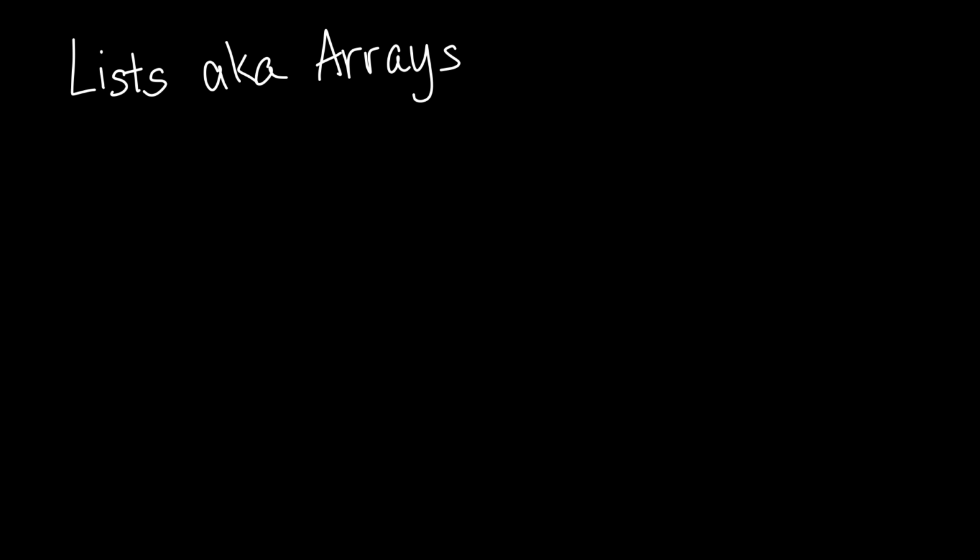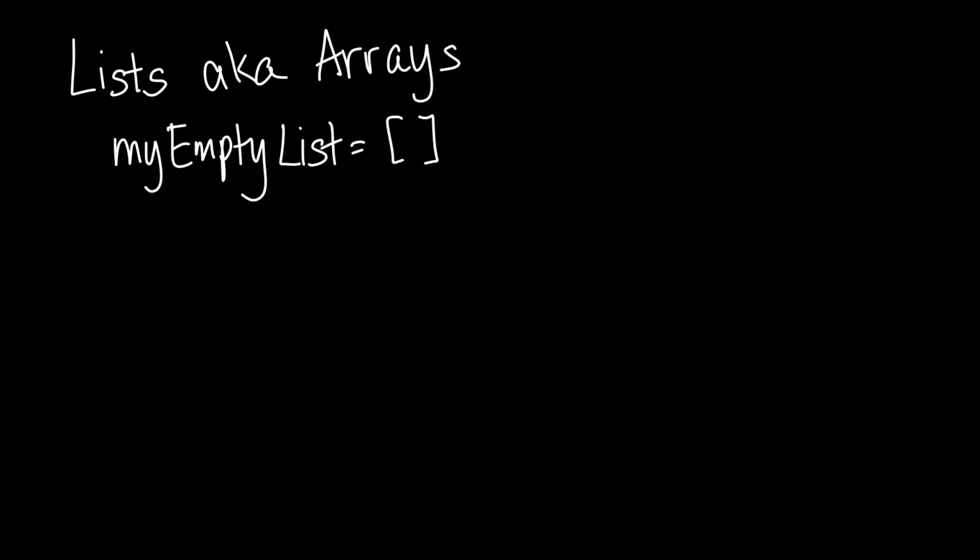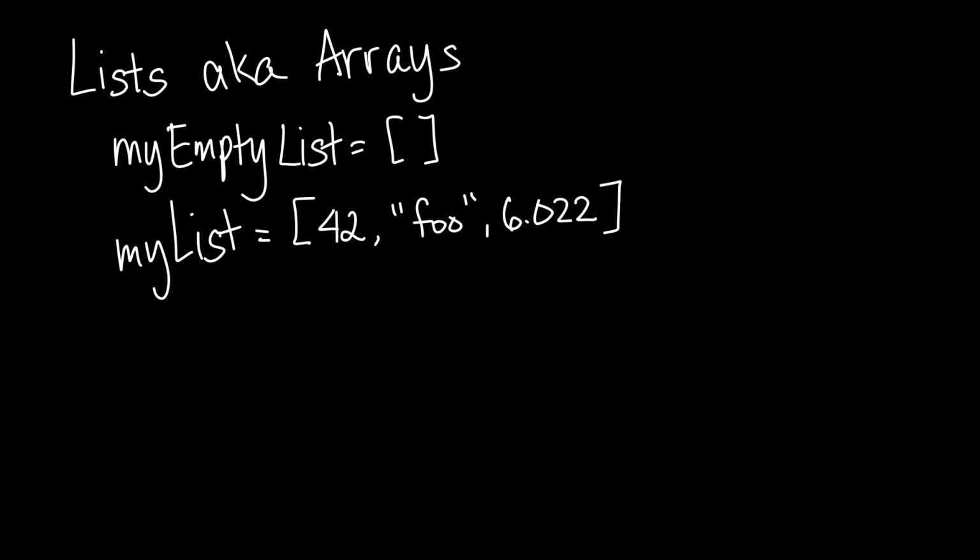At their basic level, they work like arrays. You make an empty list with a pair of square brackets. You can make a list with stuff in it by putting stuff, separated by commas, inside square brackets. This is how arrays work in most languages. But importantly, you can mix data types. So in this example, we have an integer, a string, and a float.